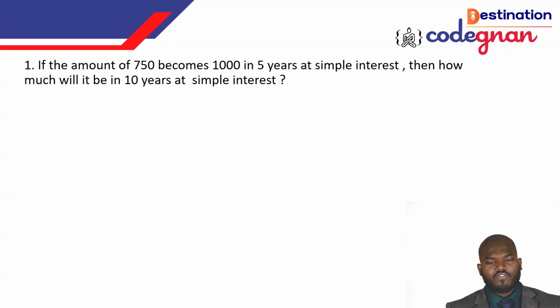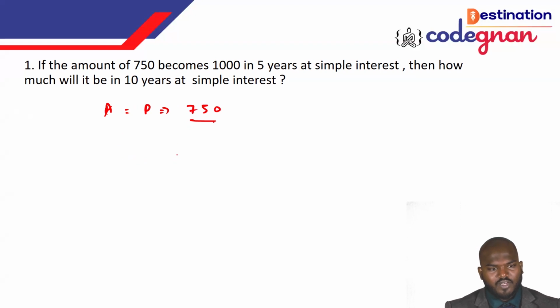Okay, so going for the first question here: if the amount of 750 becomes 1000 in 5 years at a simple interest, then how much will it be in 10 years at a simple interest? So what are the things they have given? You see this one, they have given this amount. So the principal is equal to 750 they are giving in this one.